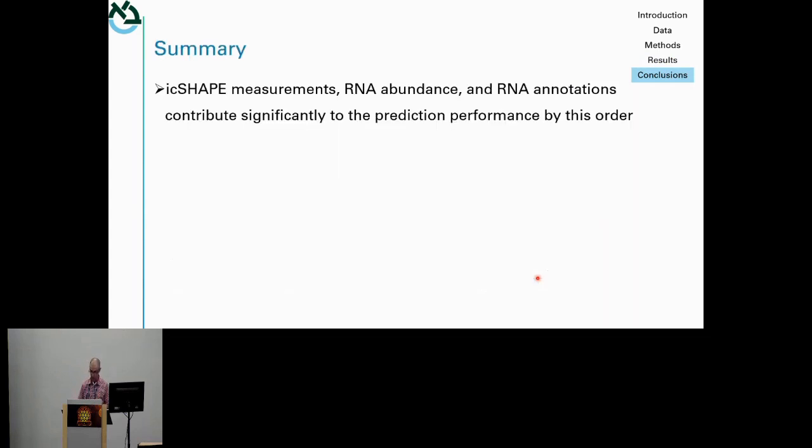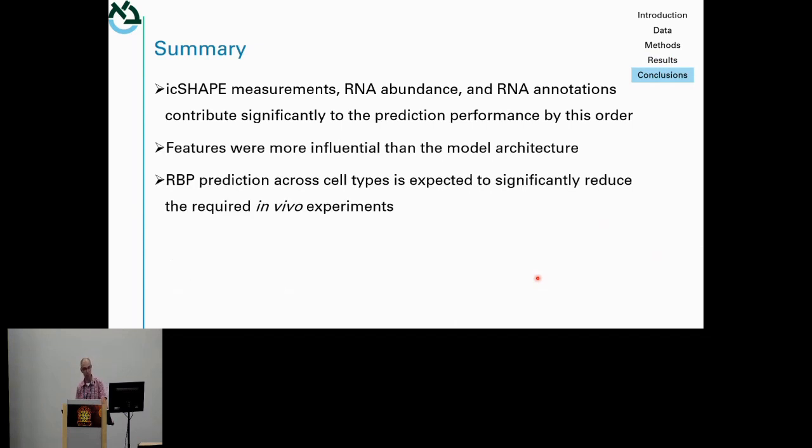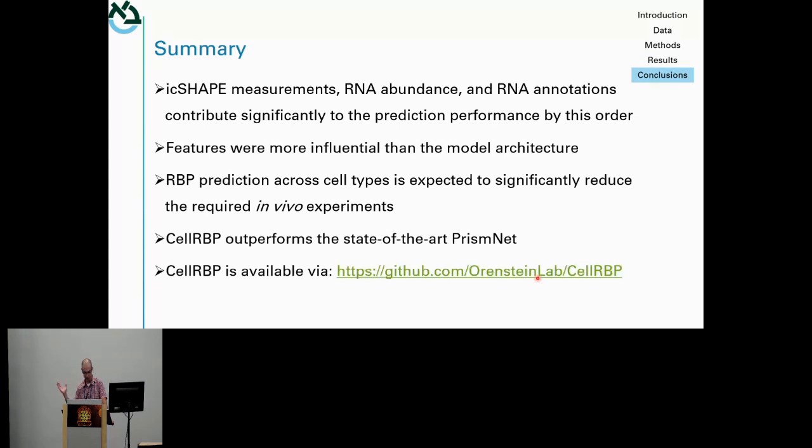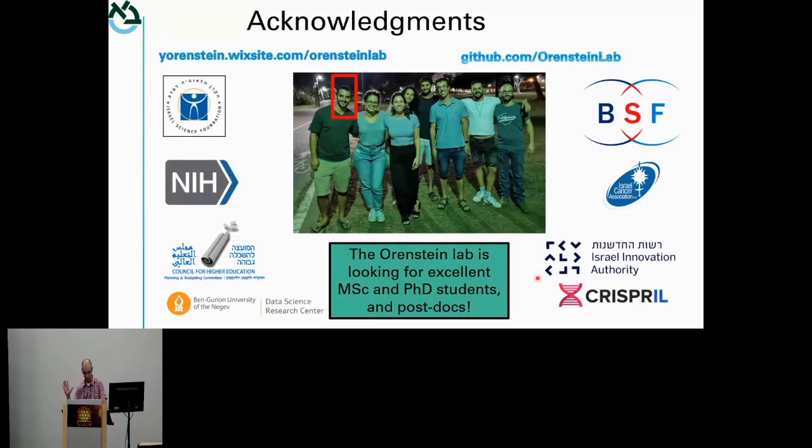So to summarize, we developed CellRBP that used these types of information that contributed in this order. Features were more influential than model architecture, which I haven't shown today. And now we can predict across cell types with some success, and that can reduce the number of experiments we'll need to do, and the method is publicly available. So with that, I thank you for the attention. The funding agencies are all highlighted in the red rectangle, and I'll be happy to answer questions.